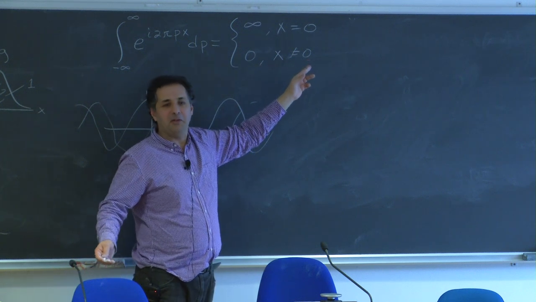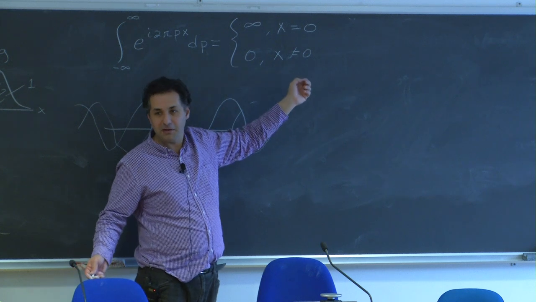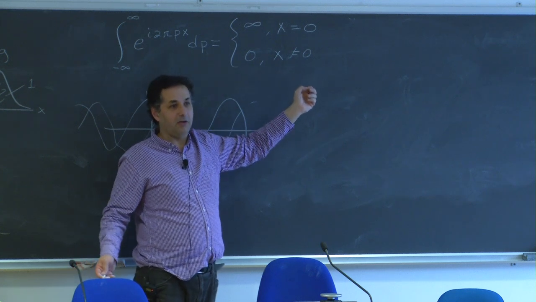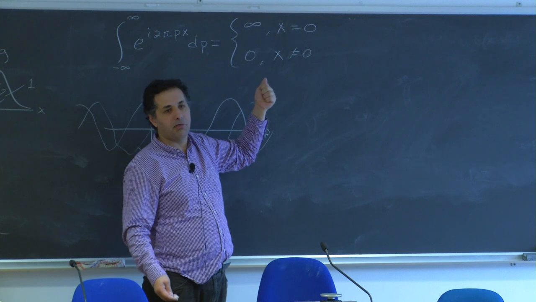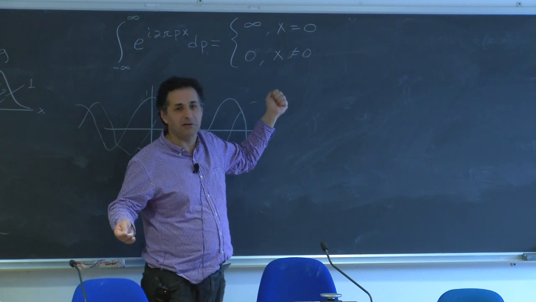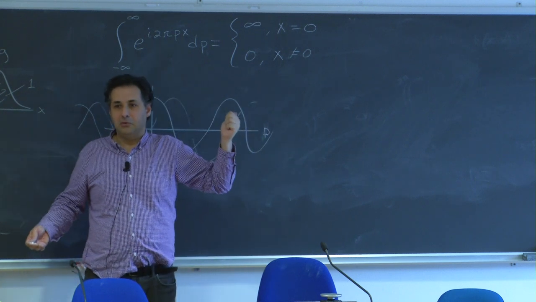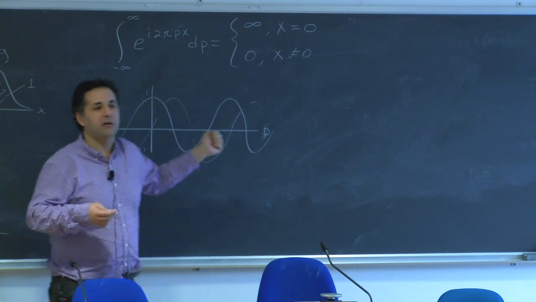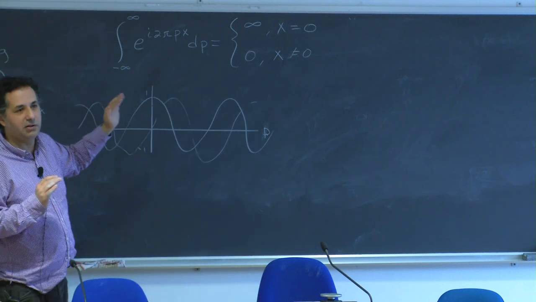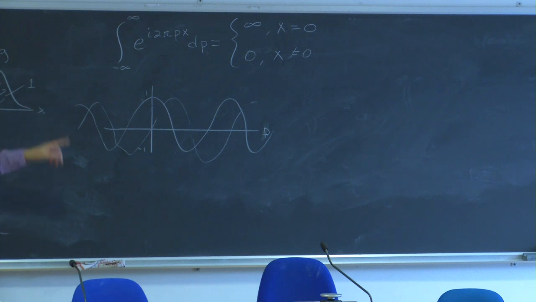What else behaves this way? The delta. So is this delta, or is it 3 times delta, or is it something times delta? So I'm going to show that it is delta if we do things the right way. I think with this normalization, it should be delta.